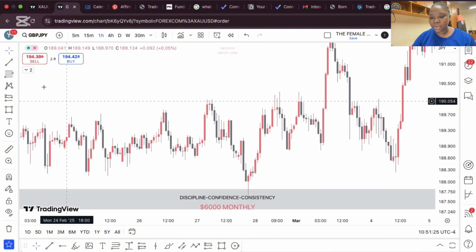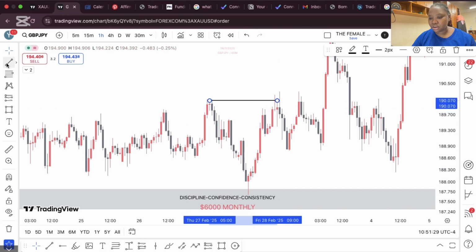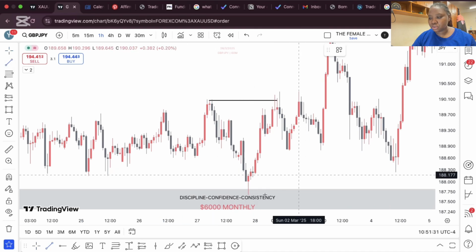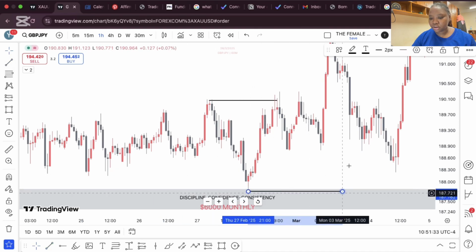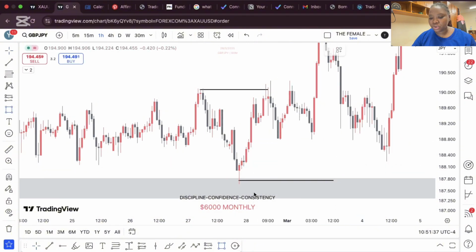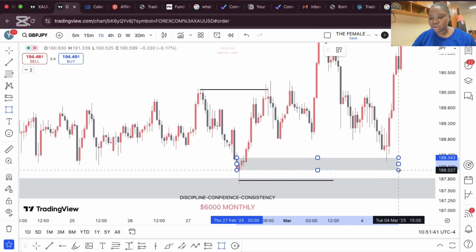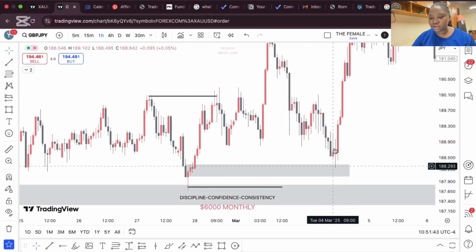Then price came back here, right? We had this high here, we had this low here, right? This is our low here. What happened? We are now looking to see our order block. This is our order block, the last candlestick before the reversal to the upside.